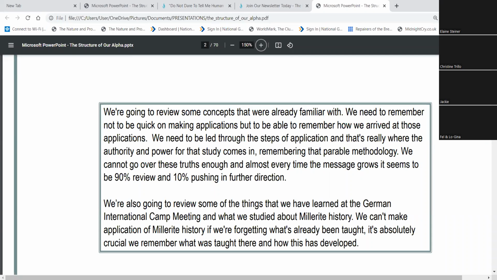We're also going to review some of the things that we have learned at the German International Camp meeting and what we studied about Millerite history. We cannot make application of Millerite history if we're forgetting what's already been taught. It's absolutely crucial we remember what was taught there and how this has developed.